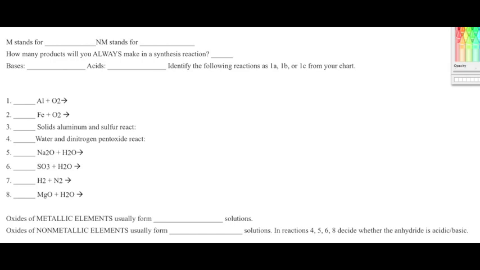You're going to see a couple of symbols that I just want to clarify for you. First of all, M. Whenever you see M, that stands for a metal. In any of these reactions, if you see just M all by itself, that represents just a metal, while NM obviously stands for a non-metal.